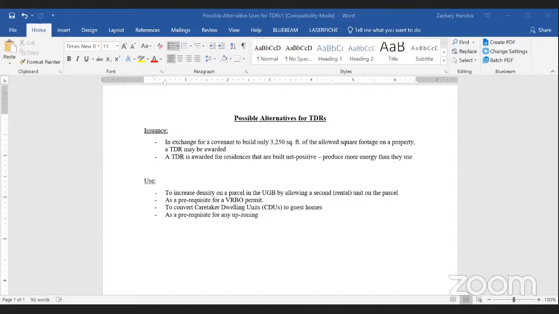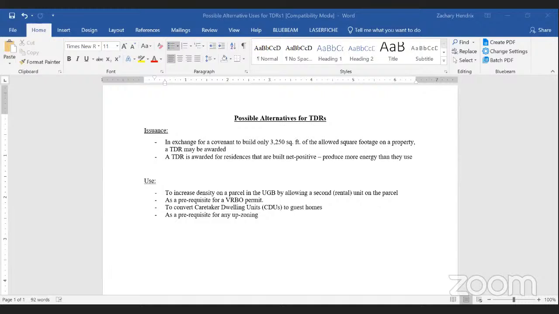And the client could get back to 5750 by buying a TDR. So you could still build 5750 all day, but the growth management exemption is reduced to 3250. So that would be the first change, and call it scenario D.